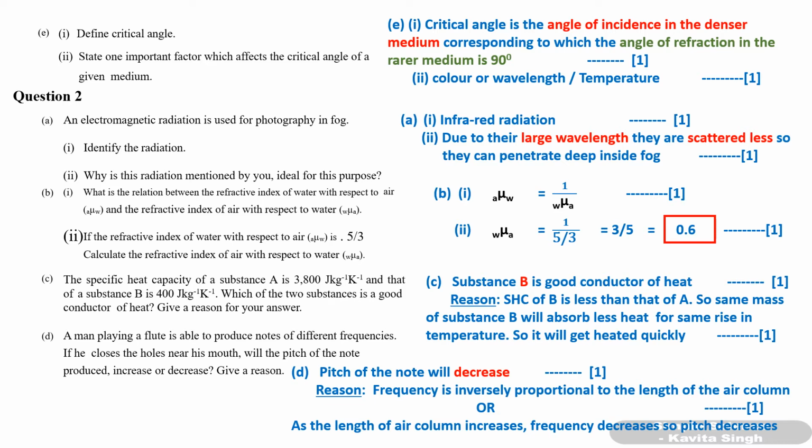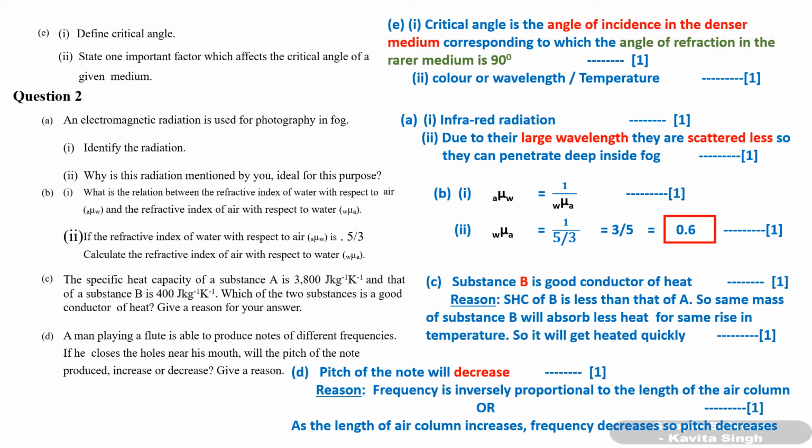Let me read the question. A man playing a flute is able to produce notes of different frequencies. If he closes the hole near his mouth, will the pitch of the note produced increase or decrease? Give reason. Now, if he closes the hole near his mouth, the pitch of the note will decrease. 1 mark for that, and 1 mark for the reason. The reason is frequency is inversely proportional to the length of the air column. Or you can also write in other words, as the length of the air column increases, frequency decreases.